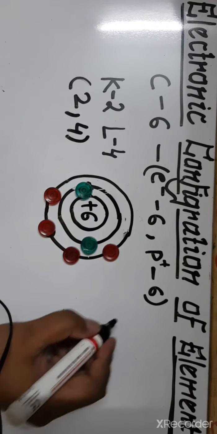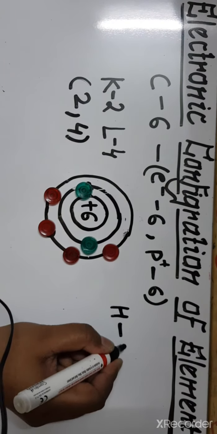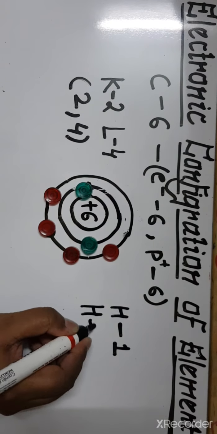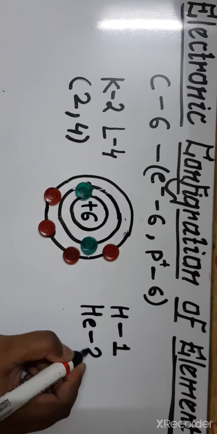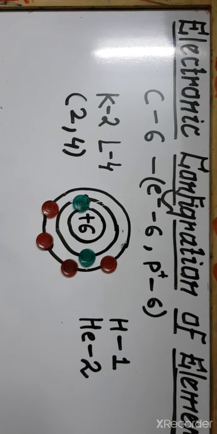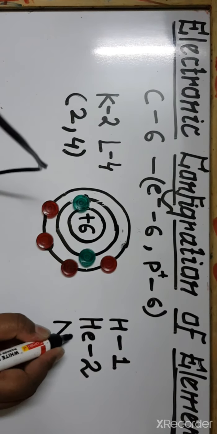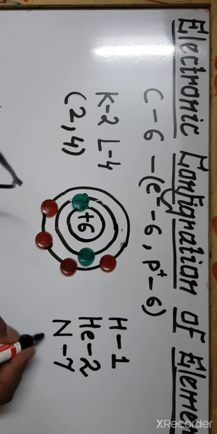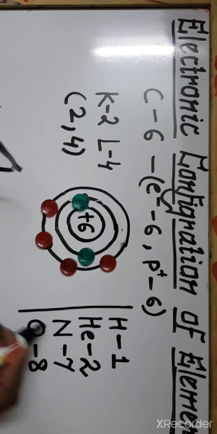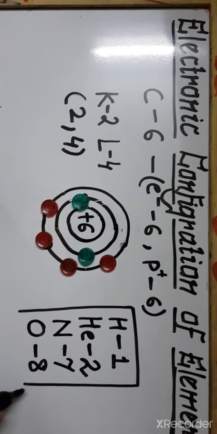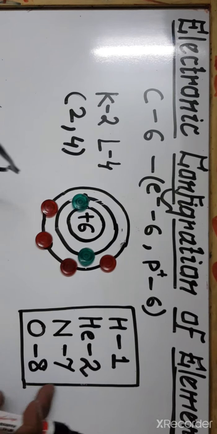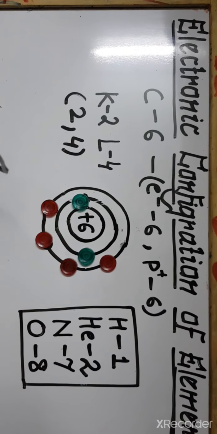Similarly, we can do it for the hydrogen atom. The atomic number of hydrogen is 1. Then we can do it for helium. The atomic number of helium is 2. Then we can do it for nitrogen. The atomic number of nitrogen is 7. And oxygen, the atomic number of oxygen is 8. So your homework is to draw the electronic configuration and atomic structure for hydrogen, helium, nitrogen and oxygen. Thank you everyone.